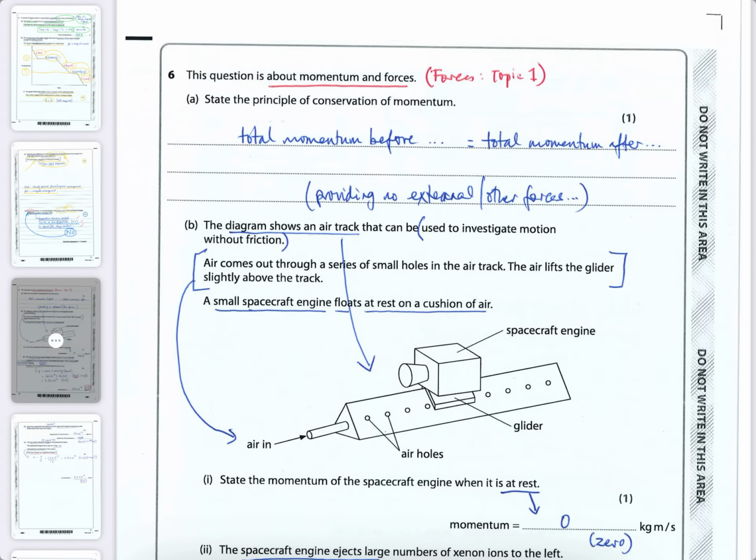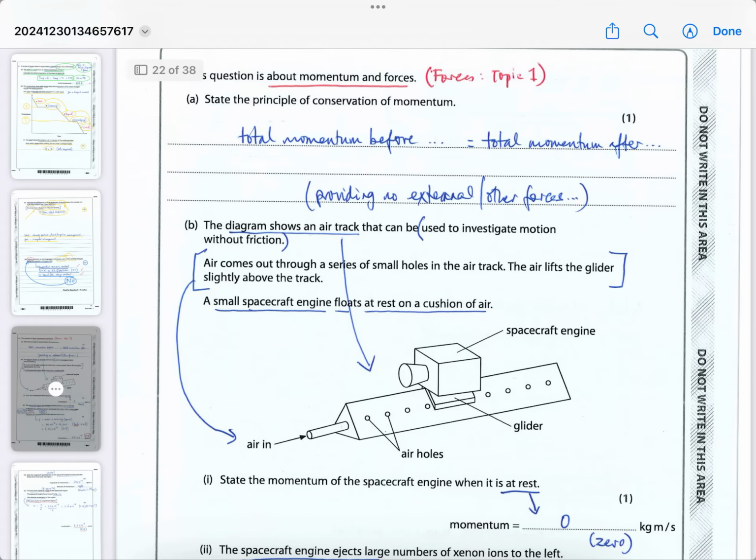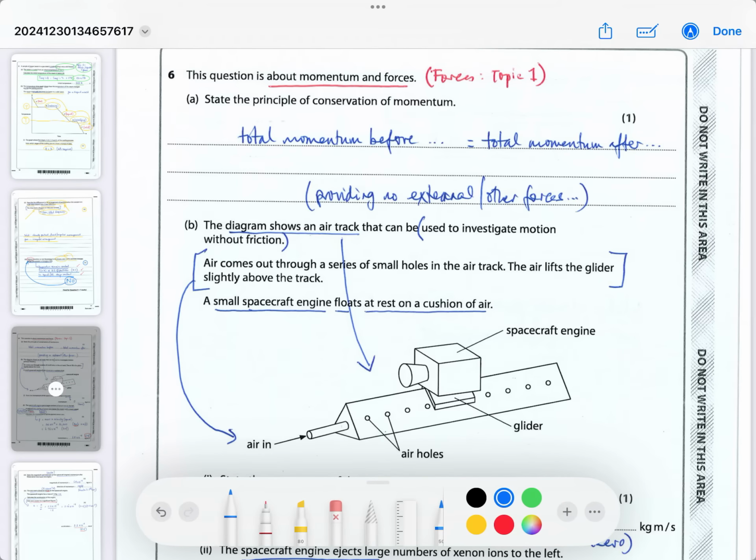Alright, so this question is on forces and motion. So it's from topic 1 of the syllabus, the fundamental topic to do with anything to do with motion, forces, and in this case, in Unit 2, they like to ask about momentum. Okay, so this question is about momentum and forces. Now remember, momentum is mass times velocity.